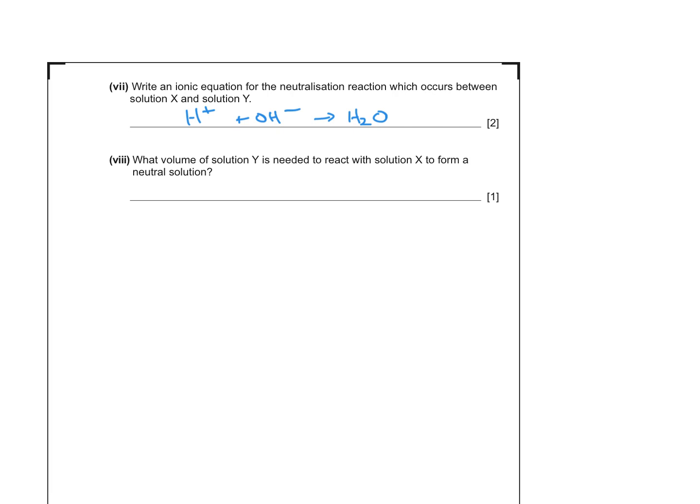And then part 8, the volume of Y that's needed to react with X to form a neutral solution. Well, neutral is when it's pH 7. So you just need to go and read off the graph pH 7. It's around 11.5 cubic centimetres, and make sure that you have units in.